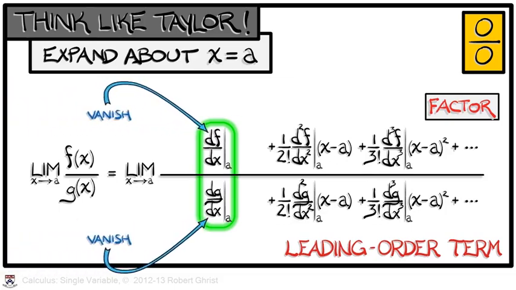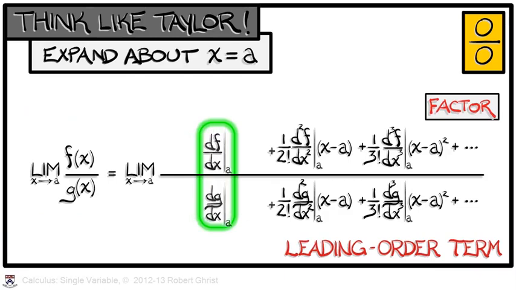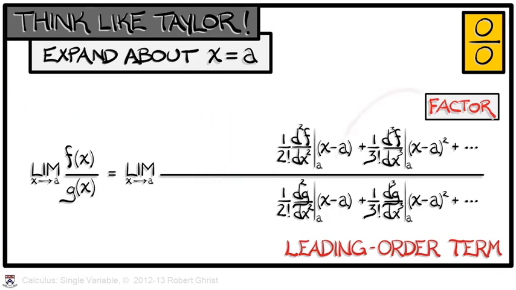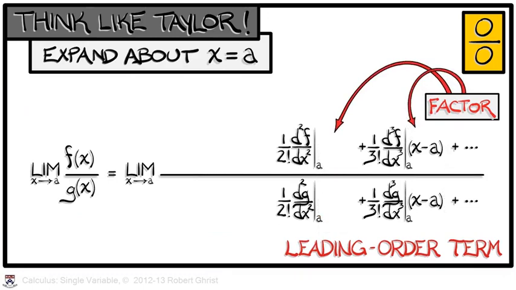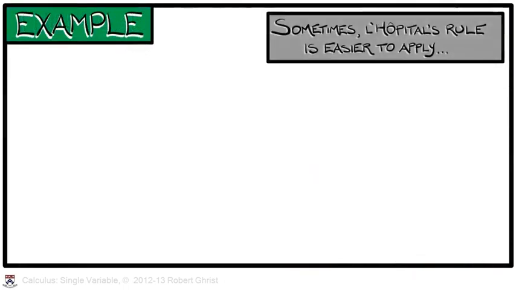Now, if those two were to vanish, then what would happen? Well, we see that once again we can factor out the quantity x minus a, cancel, and again we see that the leading order terms involve the second derivatives at a. Now you might wonder, what about the 1 over 2 factorial? Since it appears in both the numerator and the denominator, it doesn't matter. What really matters is the derivatives. Let's look at this in an example.